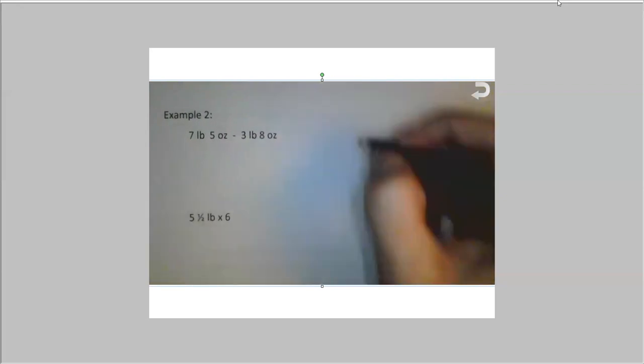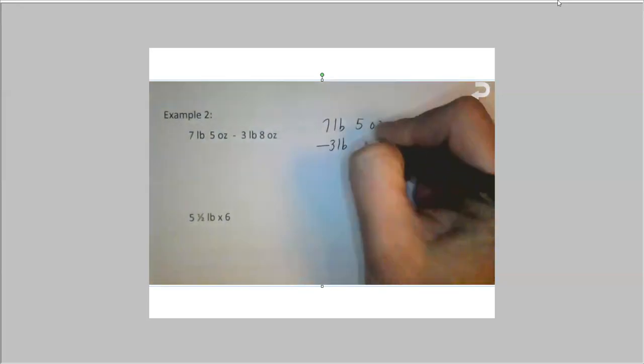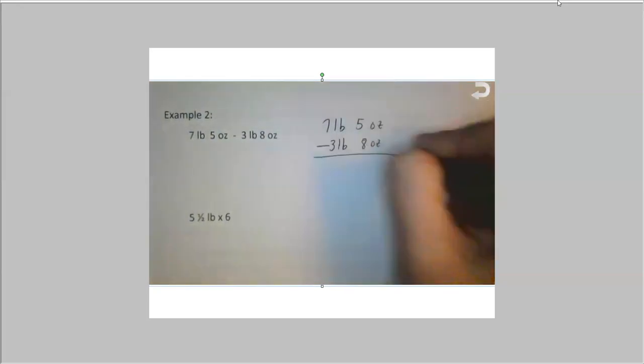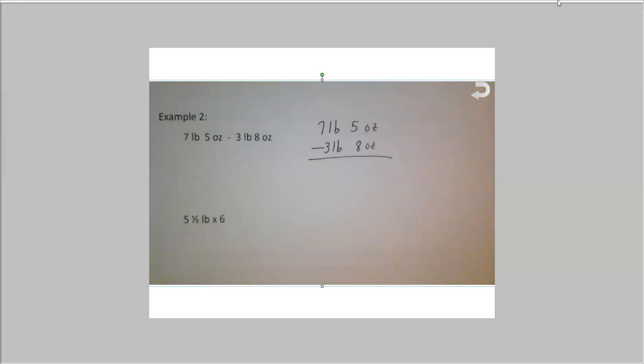Let's take a look at this one. This is another mixed measure. I'm going to subtract. All right, now here's something we got to be careful about. Just like before, when I'm adding, I don't do this like normal addition. I also don't subtract it like normal subtraction.